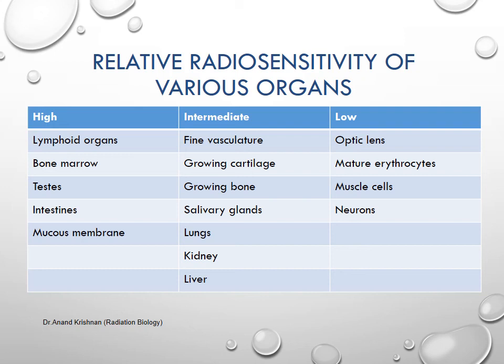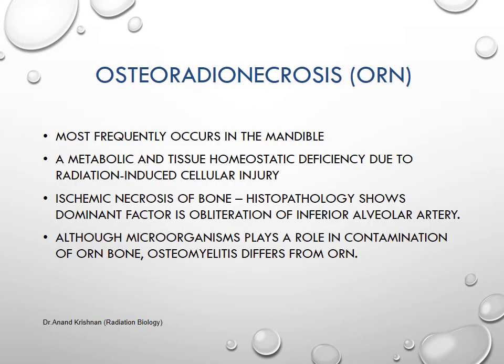and mucous membrane. Intermediate, somewhat moderately sensitive, are fine vasculature, growing cartilage, growing bones, salivary gland, lungs, kidney, and liver. And those which are very low sensitive or almost radio resistant are the optic lens, the mature erythrocytes, the blood cells, the muscle cells, and the neurons.